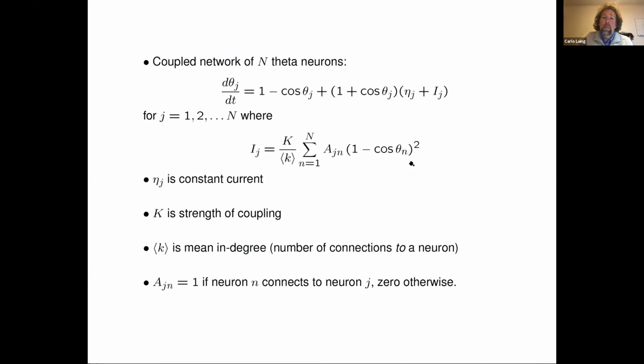So what we do is add up these pulsatile functions. So 1 minus cos theta, squared, that's a function that peaks around theta equals pi. And then we have the connectivity encoded in this matrix here, the connectivity matrix. So this is just a matrix of ones and zeros. So it's 1 if neuron i connects to neuron j, and 0 otherwise. So we have a coupling strength and just a normalization here with the mean in degree.